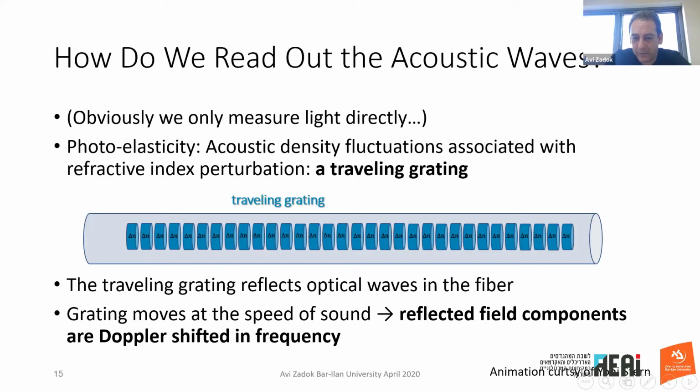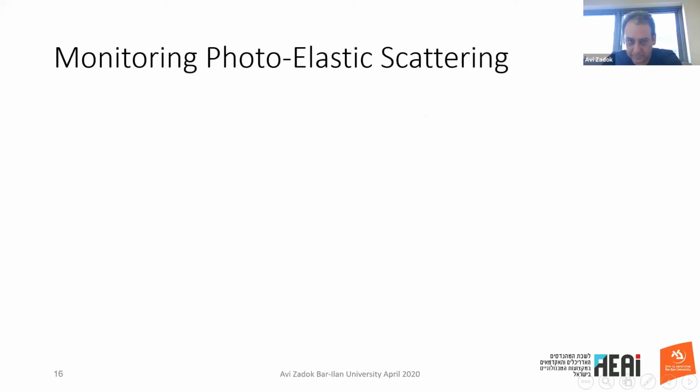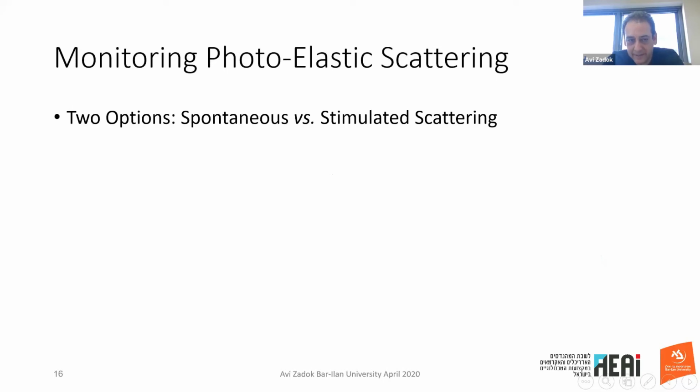There is, however, one important distinction between normal gratings and these acoustic waves: acoustic waves move. They have a velocity, the speed of sound. Therefore, any reflection from these acoustic waves will be Doppler shifted in frequency. This is not a simple linear reflection. Okay, so we monitor photoelastic scattering. This is what we do.